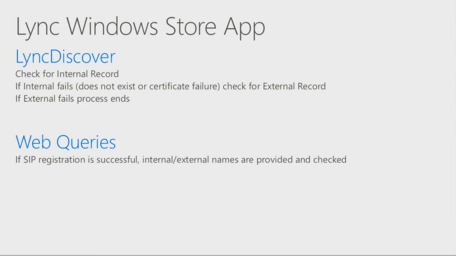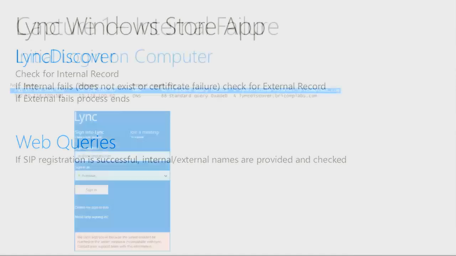And the big point being that Lync Discover happens, and once Lync Discover happens, it then stops. If it doesn't find its answers, it's over. It does not do any SIP discovery via DNS, SRV, any of that, none of it, right? And then we go off to our web queries like we would expect.